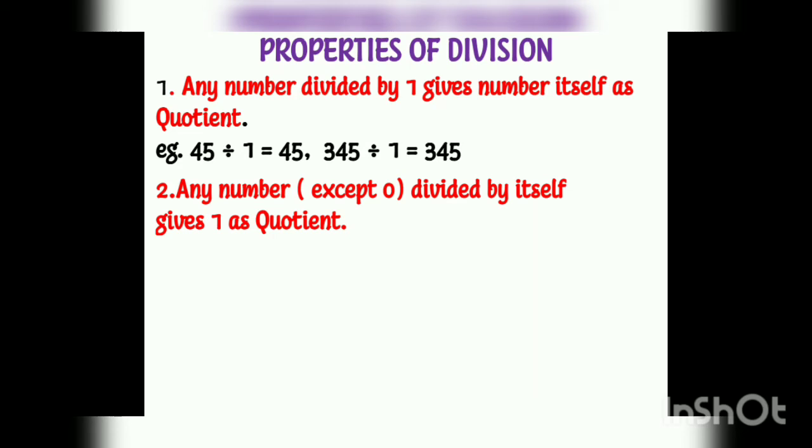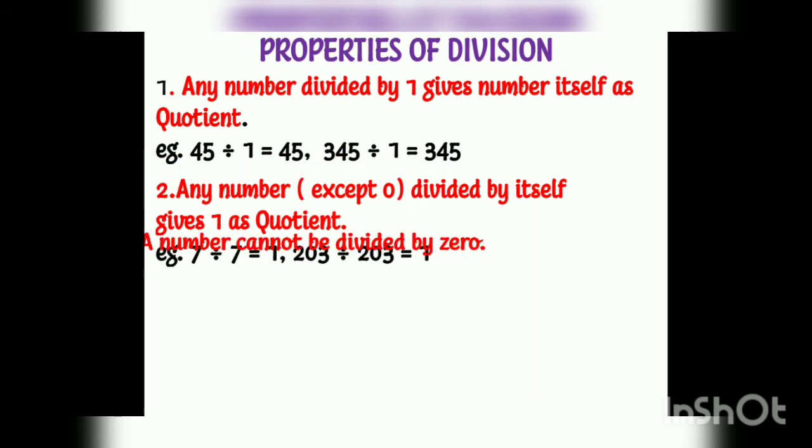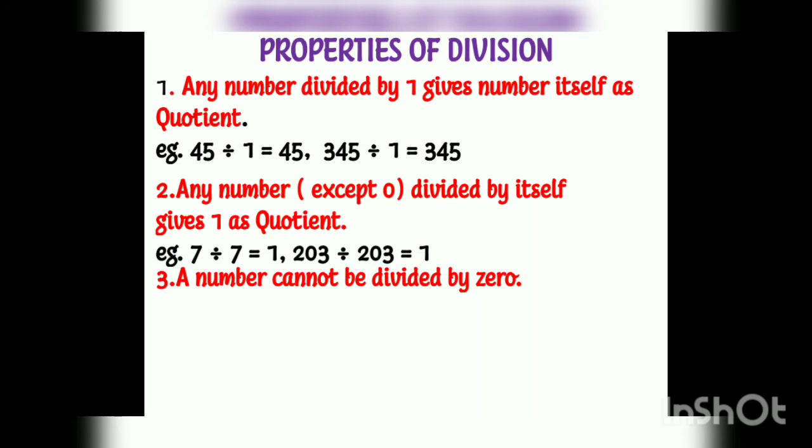But remember, we are excluding number 0 from here. In this example, you can see if we divide 7 by 7 itself, we are getting 1 as quotient. Third property says a number can't be divided by 0. Why so? You can see in this example that I cannot divide 8 into 0 groups. So this thing is not possible.